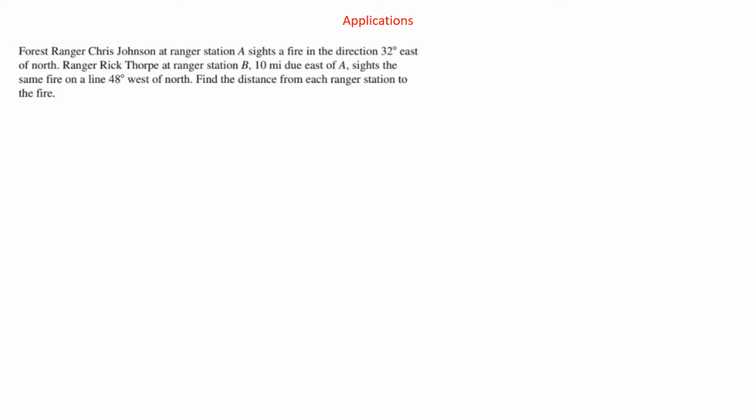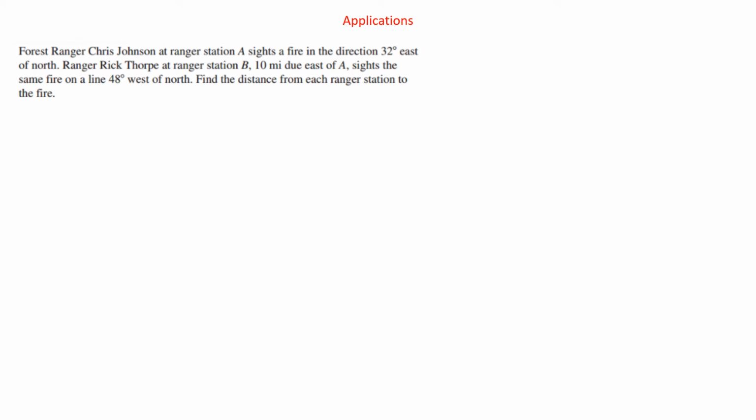So, some applications. These are just triangles. So, Forest Ranger Chris Johnson at Ranger Station A sights a fire in the direction 32 degrees east of north. Ranger Rick Thorpe at Ranger Station B, 10 miles due east of A, sights the same fire on a line 48 degrees west of north. Find the distance from each ranger station to the fire.